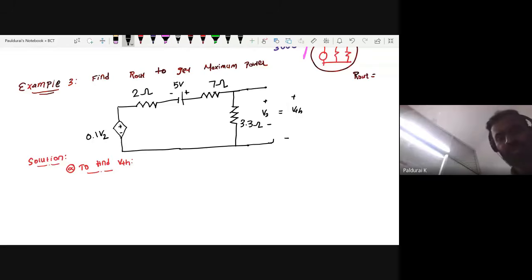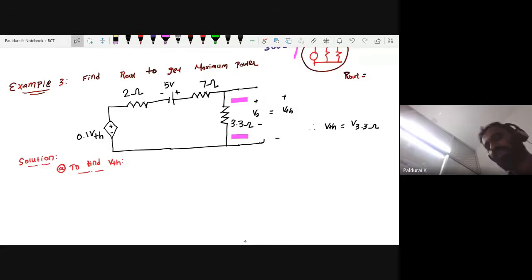So this V2 now becomes 0.1 times VTH. Okay, actually, now what is VTH? VTH is the voltage across the 3.3 ohm. How will you calculate this? V equals I times R, where R is 3.3, and you want to calculate this I.